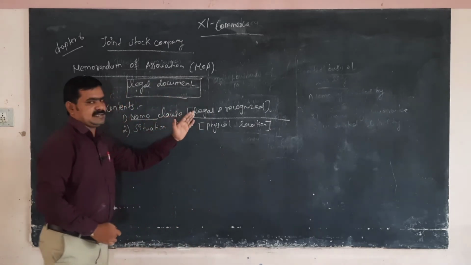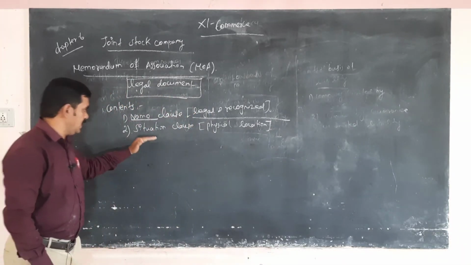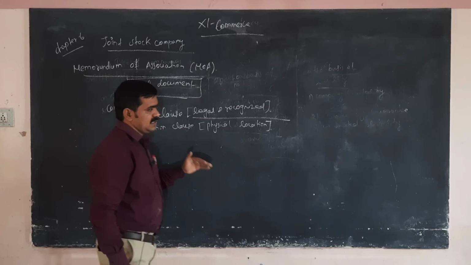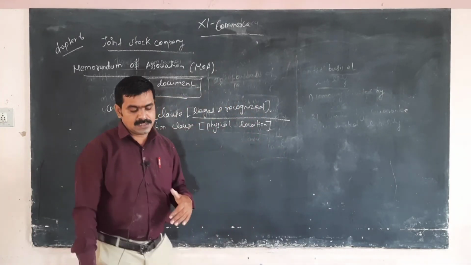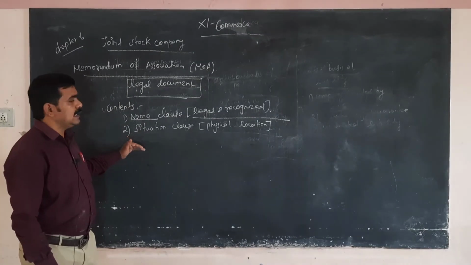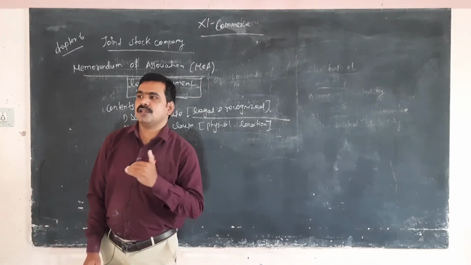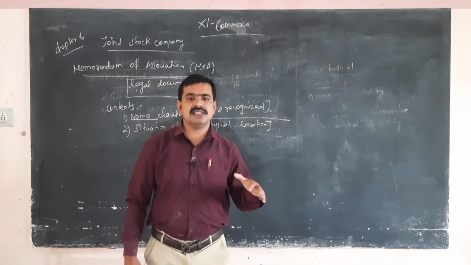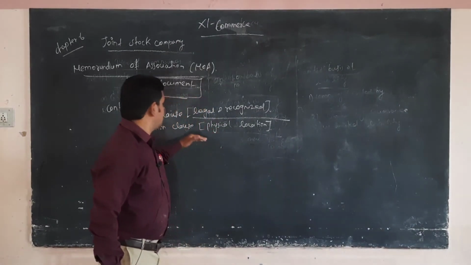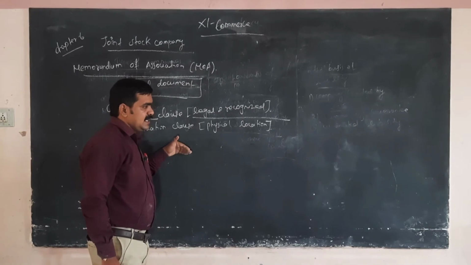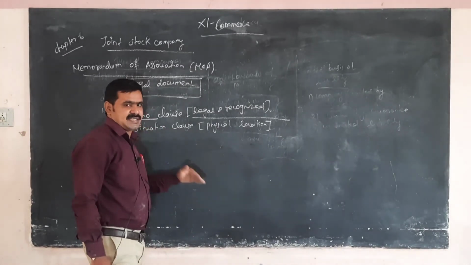First one, the name class: legally recognize the name of the company. Then the situation class: the physical location of the company. It requires the registered office. Then legally, the registered office should be established before commencing business activity. Establishment and commencing business activities come after the situation class.